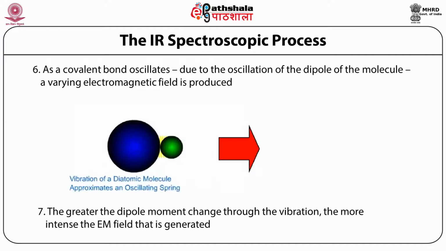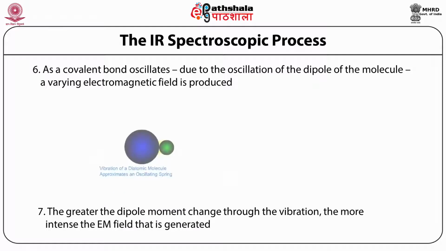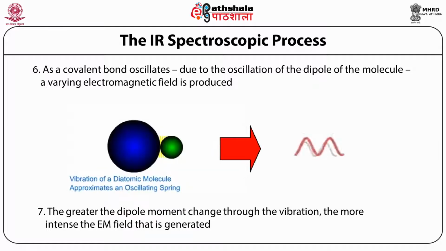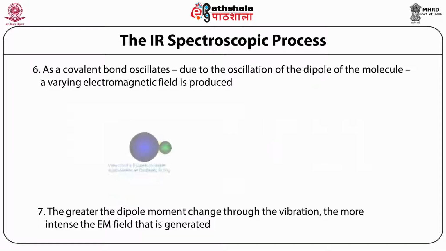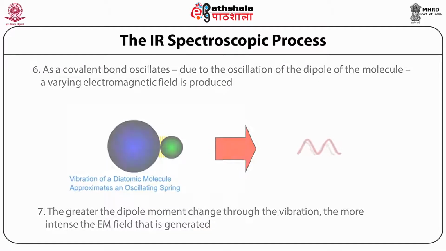Here I try to show you that the covalent bond oscillates due to the oscillation of the dipole of the molecule. A varying electromagnetic field is produced. You can see here the vibration of a diatomic molecule approximates an oscillating spring. The greater the dipole moment changes through the vibration, the more intense the electromagnetic field that is generated. So this animation clearly tells you what kind of oscillation occurs along a covalent bond.